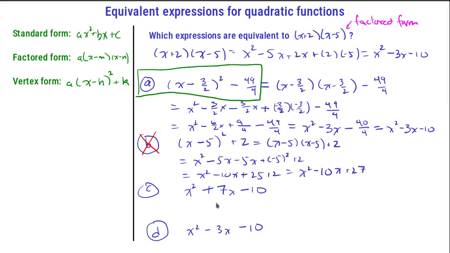So x squared plus 7x minus 10. All right, this one's already in standard form. So we just compare it with our standard form, x squared minus 3x minus 10. And we see that the 7x doesn't fit our minus 3x. So this is not the correct answer. And so we can move on to the last one. X squared minus 3x minus 10. Well, that's exactly what we're looking for. So that is a fit. We don't need to do any work there. We know that A and D are the two equivalent expressions here.